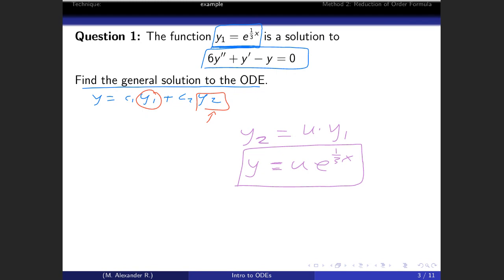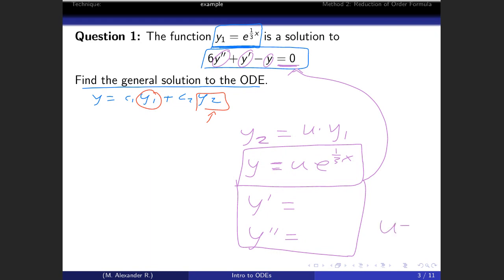Now that we have this, we're going to need to find the first derivative of this thing. We need the formula for that. And then we also need to find the second derivative of that function. We have these three pieces of information that we're going to substitute into the differential equation, into the y, into the y prime, and into the y double prime. And then we're going to make it equal to 0. Then our goal is to find what the u is equal to. Again, that is the goal at the moment.